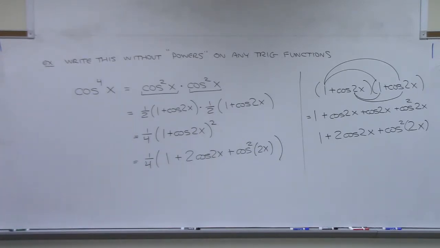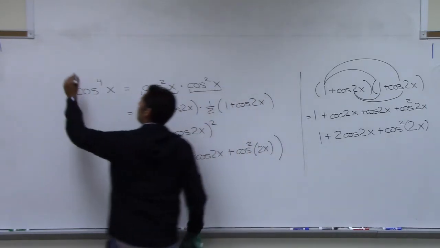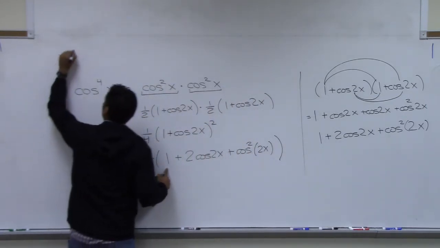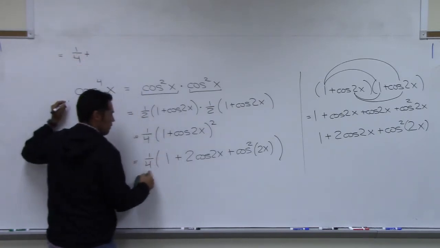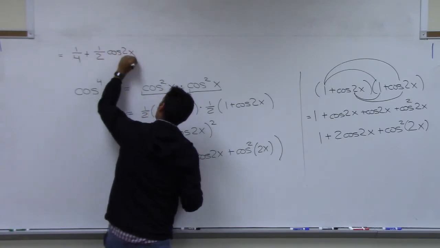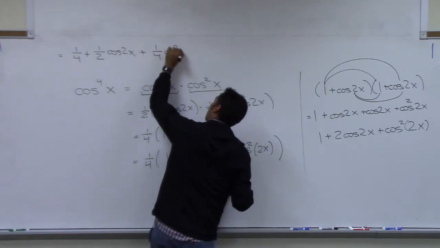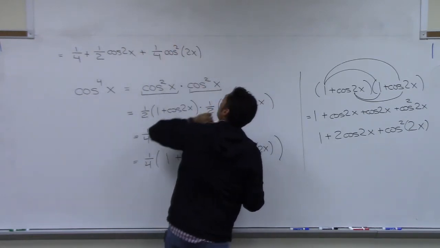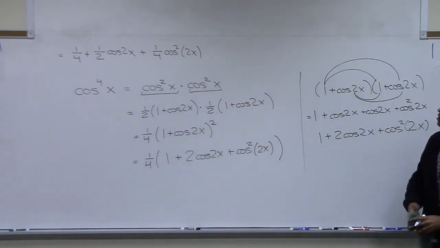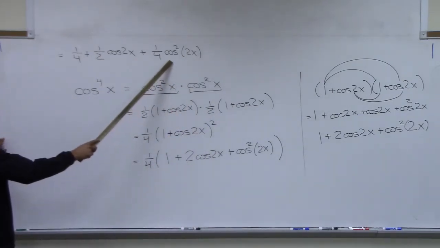We're not there yet. Now what I'm going to do is I'm going to pass that 1/4 through everything. If I pass the 1/4 through, I will have 1/4 times 1, 1/4, plus 1/4 times 2, 1/2 cosine 2x. 1/4 times that is 1/4 cosine squared of 2x. Yeah? So there's only one term here that's problematic, right? That still has the squared in it, and that's this one right here. Can you get rid of the power on just this one?